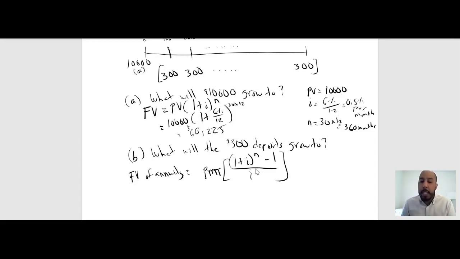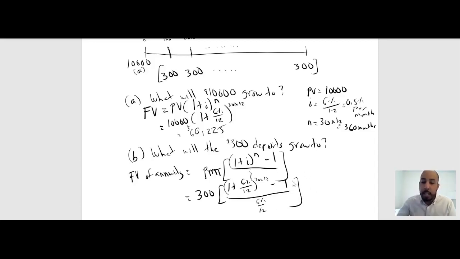All right, and the variables are going to stay the same for i and n, just as we had before up here, but our payment is the $300. So we'll make these $300 deposits times 1 plus the interest rate. So 1 plus the 6% over 12, and then raised to the 30 times 12, so that 360 that we have there, minus 1, divided by 6% over 12.